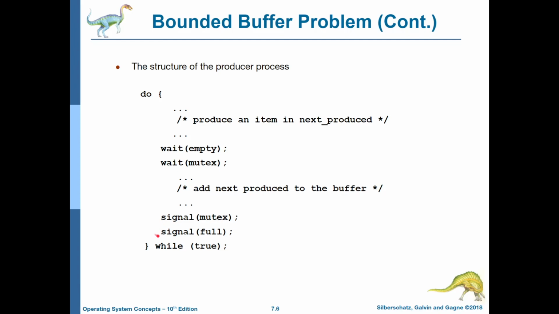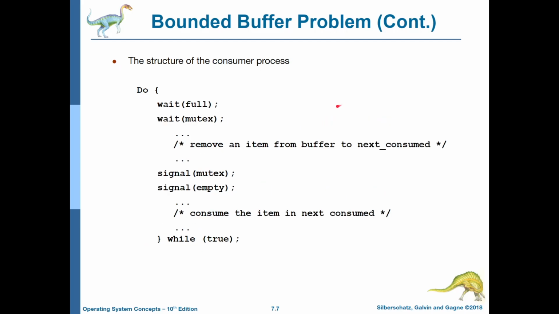But whenever the producer is done adding an item, it will send a signal to full, incrementing full initially from 0 to 1. Now if we go to the consumer process, the consumer will wait on full. Remember, full is initialized to 0, so when a consumer comes in here, it's going to wait until the producer adds an item to the buffer. Again, for our particular assignment, mutex isn't necessary unless we have multiple producers and consumers.